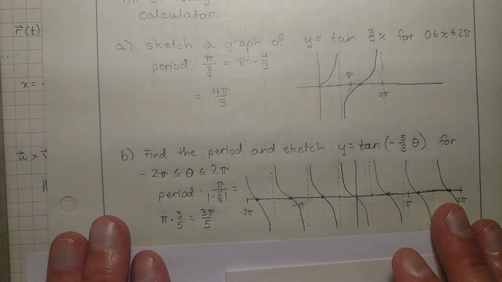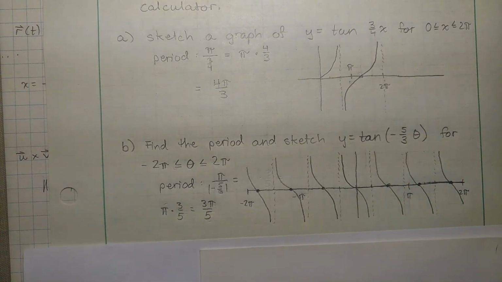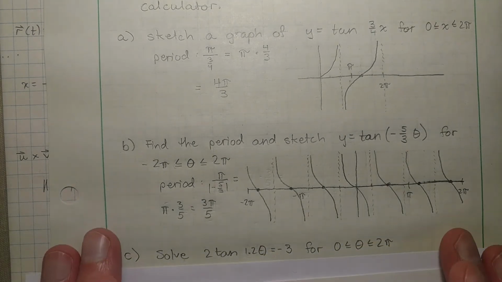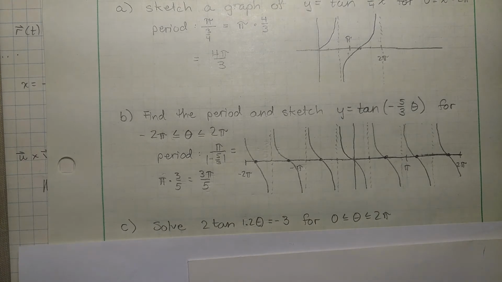All right. The third type does not involve any sketching at all. It's a solve situation. We want to solve the equation 2 times the tangent of 1.2 theta equals -3. And we want to find all the solutions between 0 and 2 pi. So, once again, I should say it's a solve, but we are going to graph. But we're just not going to have to sketch any graph. But we are going to use a graph to solve this.